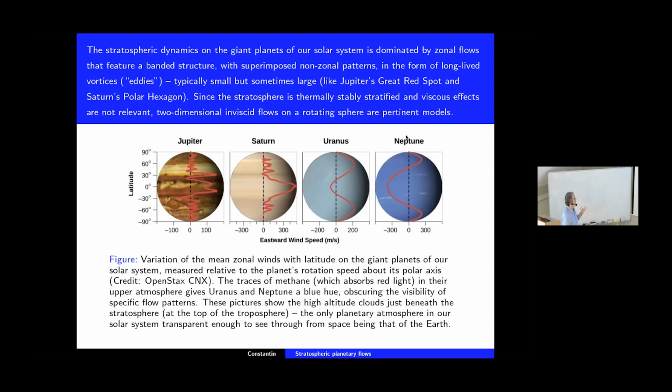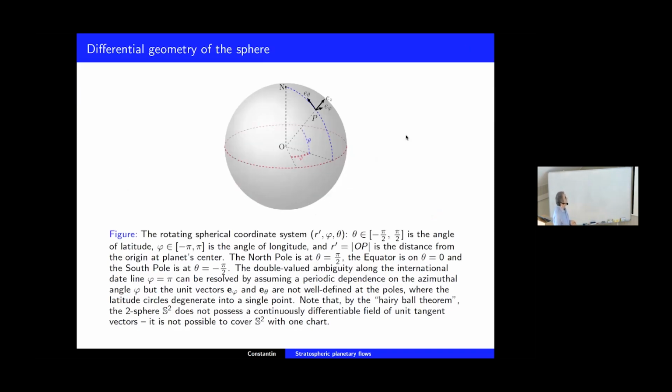So what we wanted to look at is taking the Euler equation in this context, because the other advantage of the stratosphere is that it's inviscid flow. So you don't have to deal with the Navier-Stokes equations, you can deal with the Euler equation in a rotating system. Right, so these are the coordinates that I'm going to use.